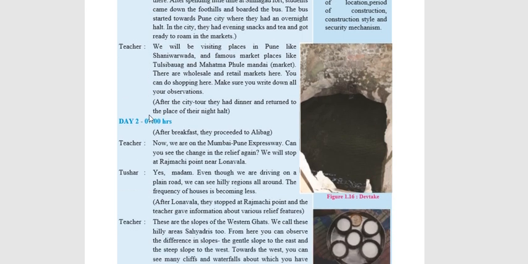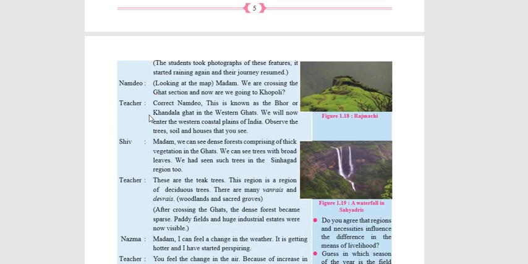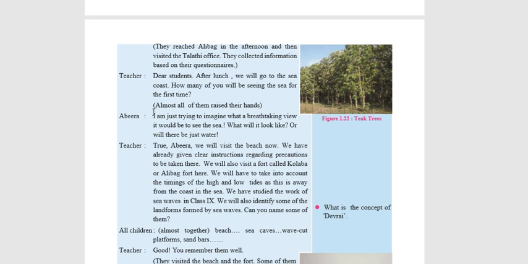They visit the Talati's office to gather information on the basis of the questionnaire they had prepared well in advance in school. The students learn how fishing and agriculture are the main occupations in Alibag. These come under the category of primary occupations. Coconut, betel nut, jackfruit, banana are some spices that are cultivated in the coastal plains.